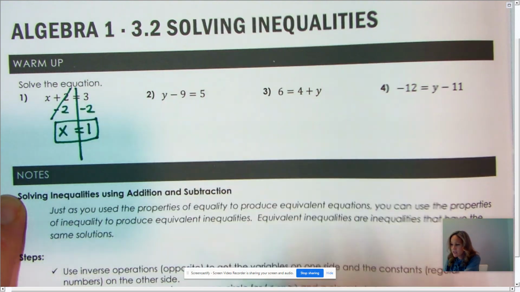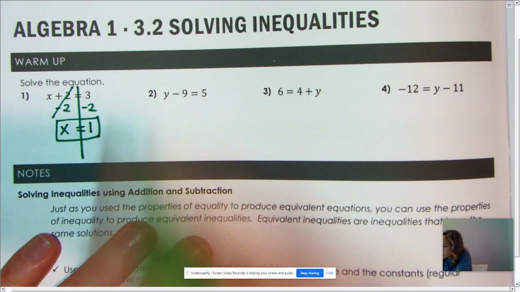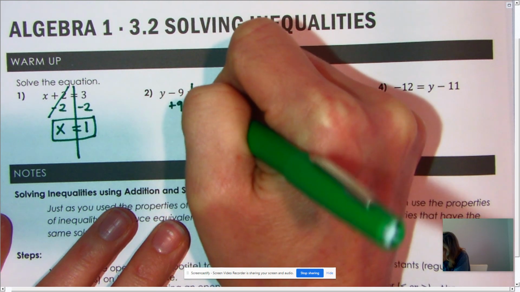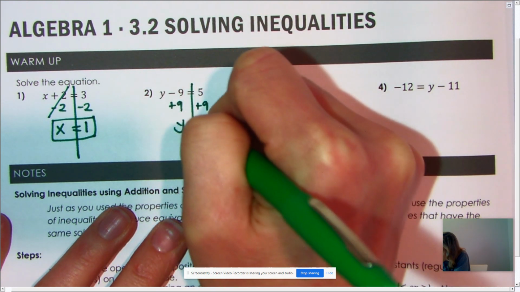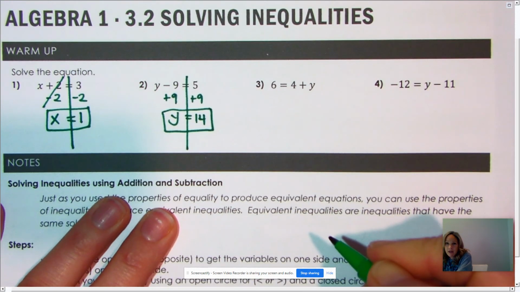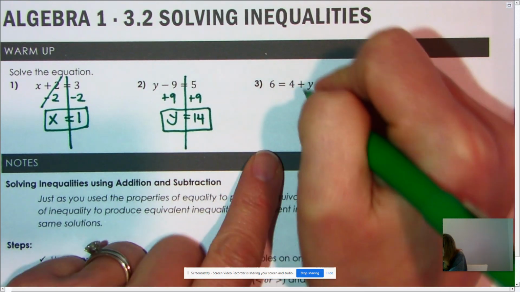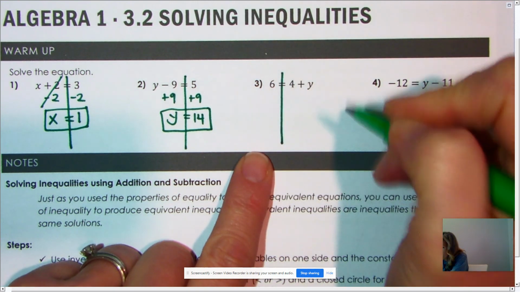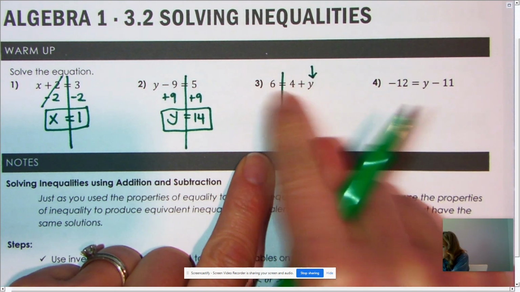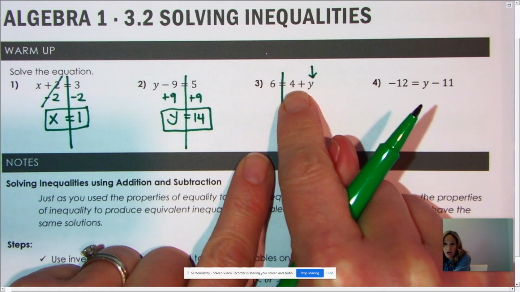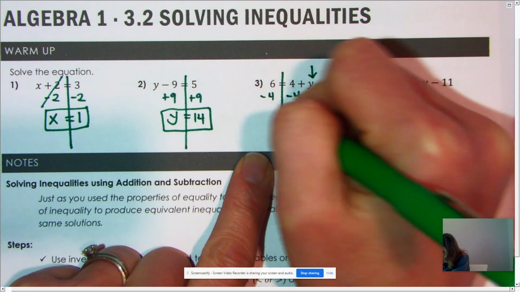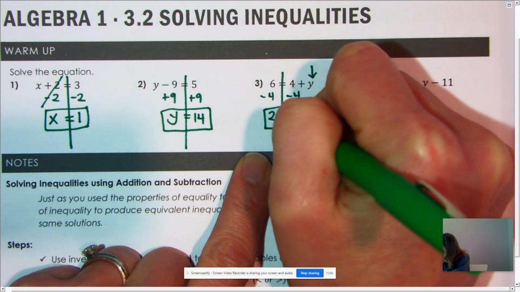So in this case, x just equals 1. For question number 2, I need to do the opposite of minus 9, which is plus 9 on both sides. So y is equal to 14. For number 3, I want to do the opposite of whatever's stuck to y, but here's the y, you guys. So it's not the 6, it's going to be the 4. So I want to do the opposite of plus 4, which is going to be minus 4 on both sides. So we get y is equal to 2.